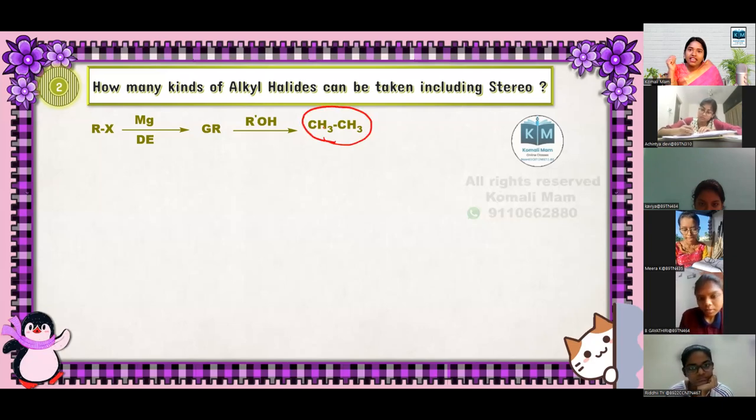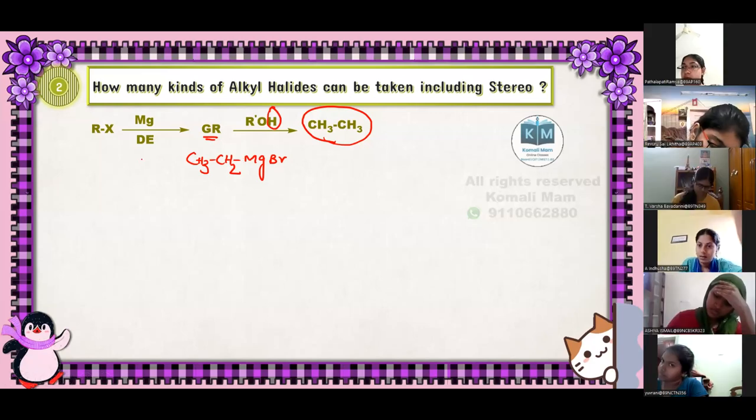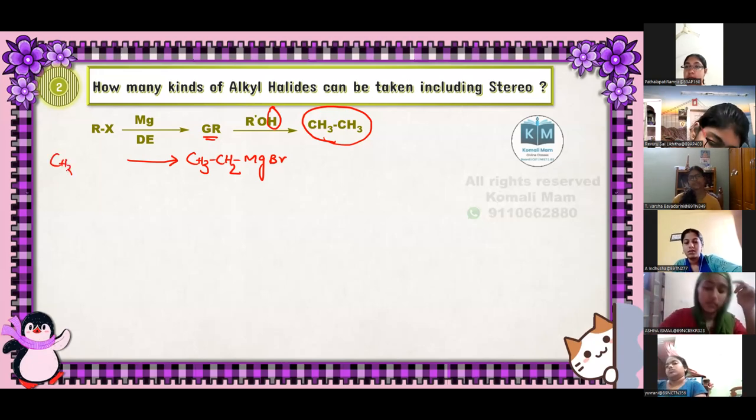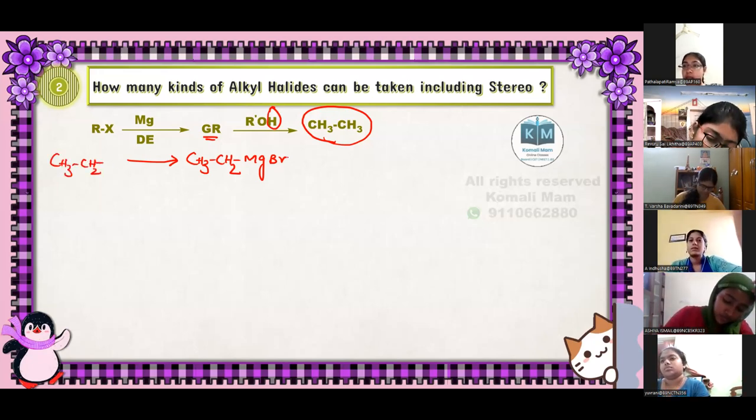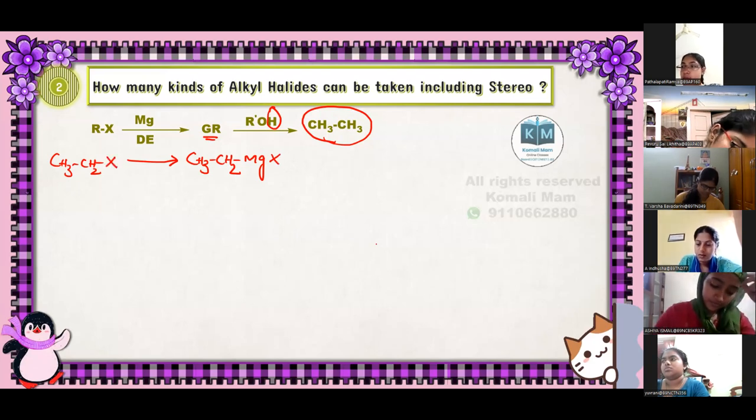If it is ethane, what can be the Grignard reagent? Tell me. CH3CH2MgBr. Yes or no? Yes. Because from alcohol, it can take only H plus. This is a good source of carbon anion. If it is this Grignard reagent, can you tell me what the alkyl halide can be? CH3CH2. Why have I taken Br? I don't know. I should take X, no? They did not mention Br anywhere. So, I should take X. CH3CH2X. What do you say?